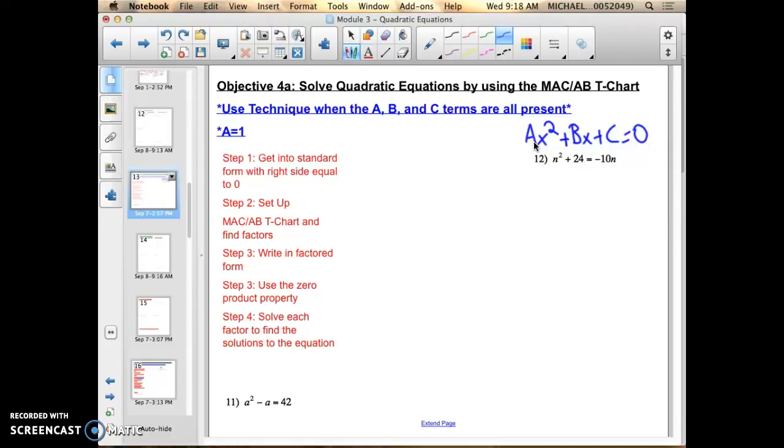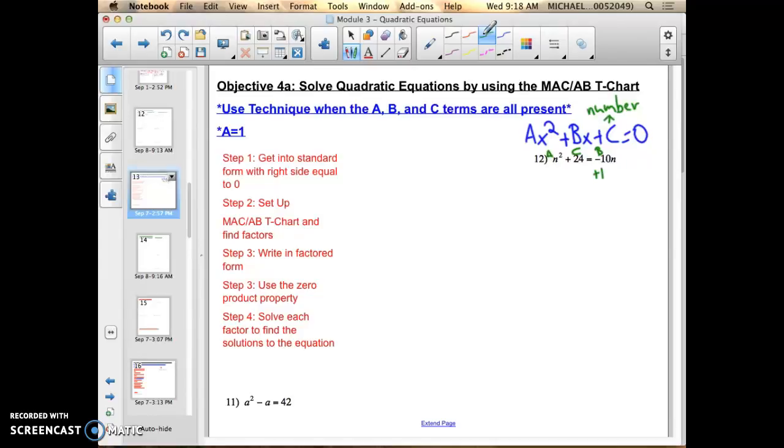So if you notice, n squared plus 24 equals 10n. n squared is the A term, the quadratic term. And 24 is not the B term. 24 is the C term, because the C term is always just the number, or the constant. So if you notice, they're out of order. I have to put them in order. And that means that it equals the B term, negative 10n. And the B term is always the linear term, the variable with the power of 1. So I need to move the B term over.